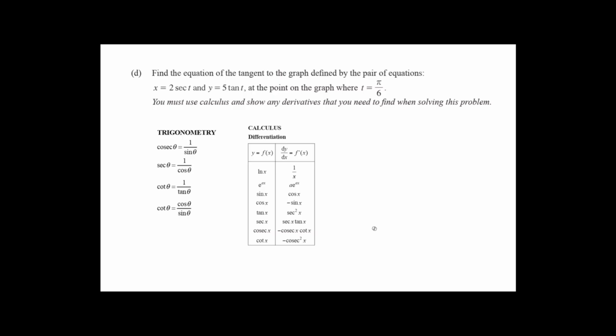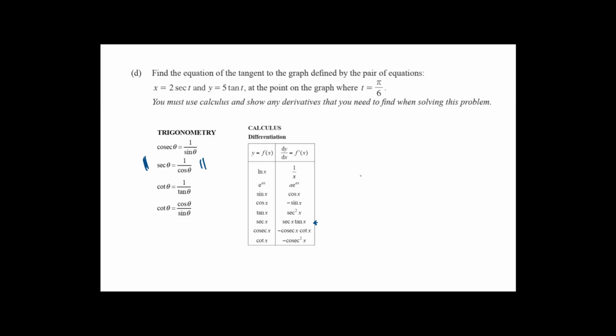Moving right along, find the equation of the tangent to the graph defined by the pair of equations. They're parametric equations, aren't they? x equals 2 secant t and y equals 5 tan t at the point on the graph where t equals pi over 6. Your calculator will probably not have secant in it, so it really helps if you know this one. This one is from the formula. When we differentiate secant, we get secant x tan x. Just because we differentiate it doesn't mean that it becomes easier.